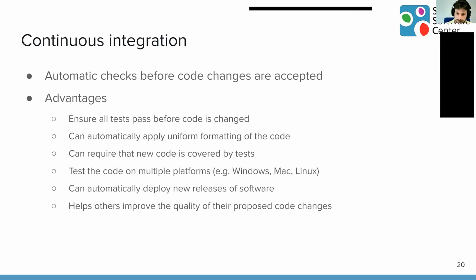It also allows you to test the code on multiple different platforms. So for example, running your test suite or compiling your software on Windows, on Mac, on Linux, or using different versions of Python or whatever the dependencies are of the code you're working on. You can also use this to automatically deploy new releases of your software. And overall, having automatic checks like this helps people improve the quality of their proposed changes to your code.